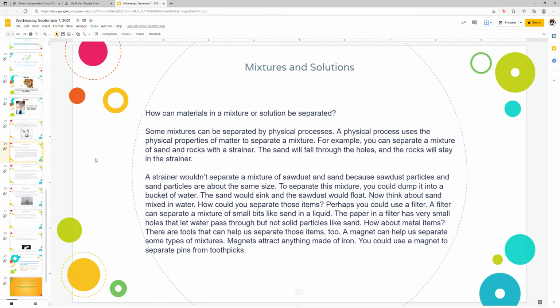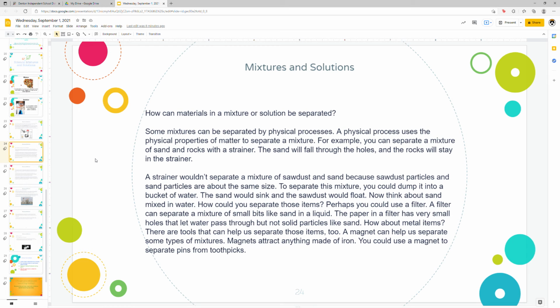So how can materials in a mixture or solution be separated? Some mixtures can be separated by physical processes. A physical process uses the physical properties of matter to separate a mixture. For example, you could separate a mixture of sand and rocks with a strainer. The sand will fall through the tiny holes and the rocks will stay in the strainer. A strainer wouldn't separate a mixture of sawdust and sand because sawdust particles and sand particles are about the same size. To separate this mixture, you would dump it into a bucket of water. The sand would sink and the sawdust would float.